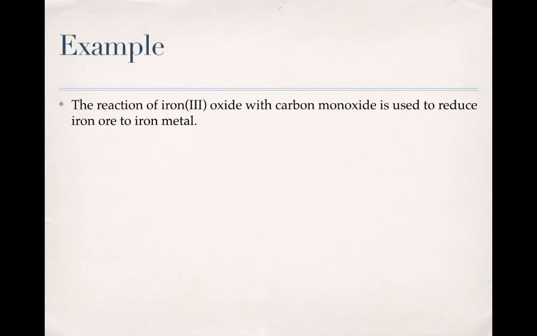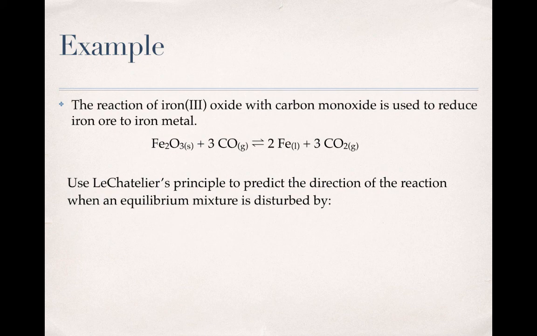Let's take a look at another example here. The reaction of iron 3 oxide with carbon monoxide is used to reduce iron ore to iron metal. This is one of the ways that we get iron metal from our metal plants. So we've got iron 3 oxide reacting with 3 carbon monoxide gas, and we get iron liquid and CO2 gas. What we want to do is use Le Chatelier's principle to predict the direction of the reaction following these disturbances.